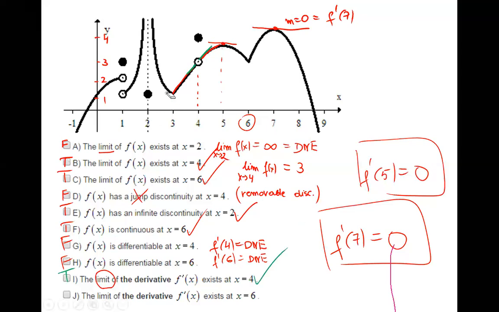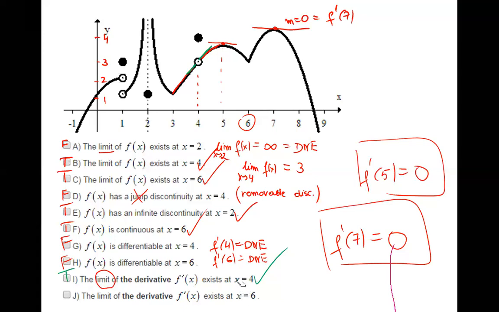Because the tangent limit means we're looking at the left and the right-hand side. We're not looking at 4. But the slope of the tangent exists, the tangent exists, slope exists, and they are the same. And now you should probably have no problem answering the last question. The limit of the derivative, which means the slope of the tangent line to our function, exists at 6, which now, of course, is false.